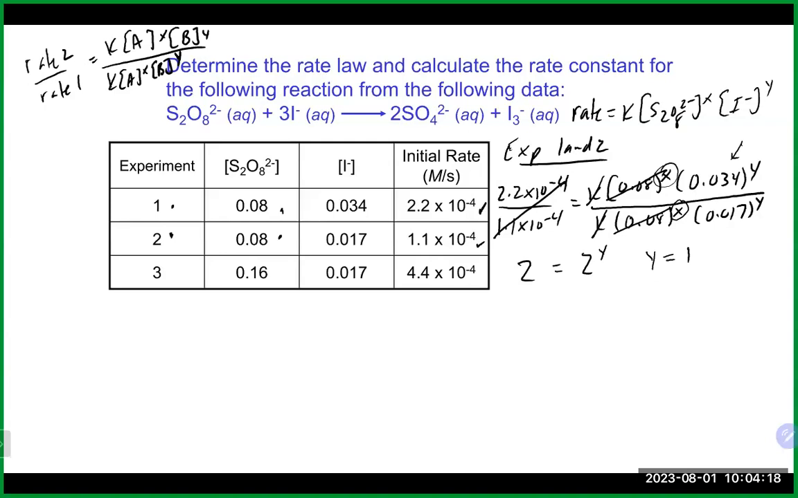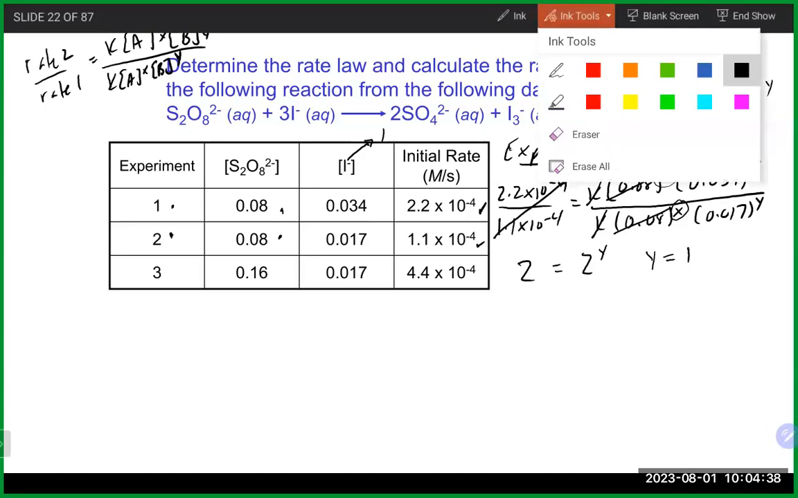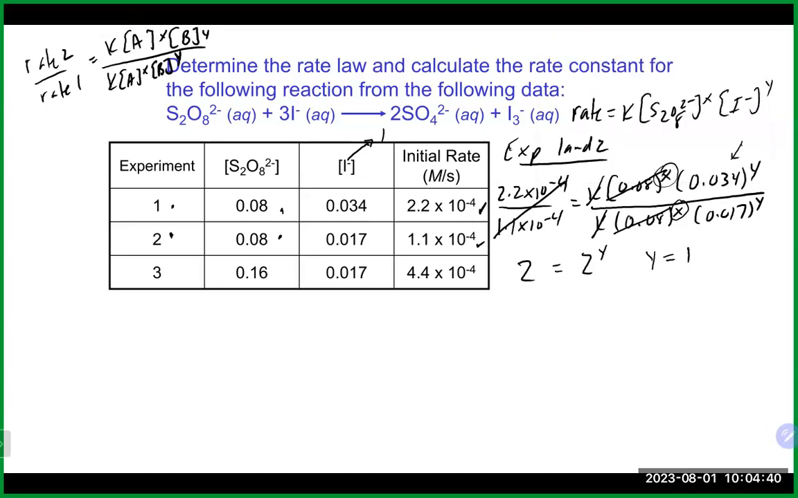But once again, if you don't have a pretty whole number on each side, taking the natural log of both sides and dividing it out will get you there. Any questions on that part so far? So basically what we just figured out was the order with respect to I minus is 1. We're now going to figure out the order of S2O8 by going back to our table.